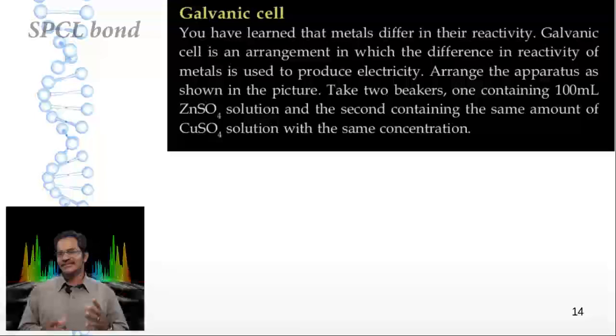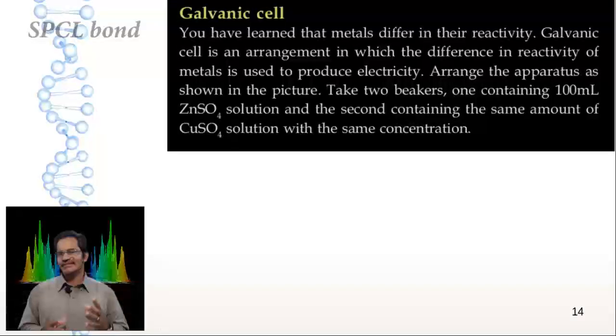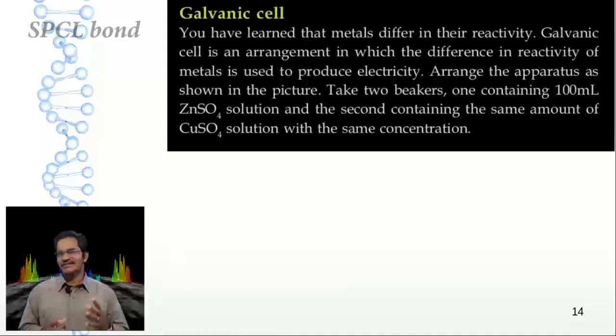Why the term galvanic? Galvani, the scientist. Why the term voltaic cell? Volta, the scientist. You have learnt that metals differ in their reactivity. Zinc is more reactive than copper, copper is more reactive than silver, and so on. Galvanic cell is an arrangement in which the difference in reactivity of metals is used to produce electricity.